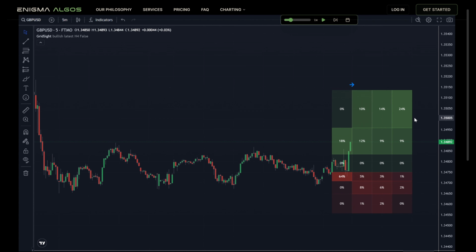We also have a 24 plus 14 plus 10, which is 48% chance that price will reach up into these top 3 boxes here. And combined, if we add all 6 of these boxes, we have a 78% chance that price will make a higher high from our current high here in one of these 6 boxes.